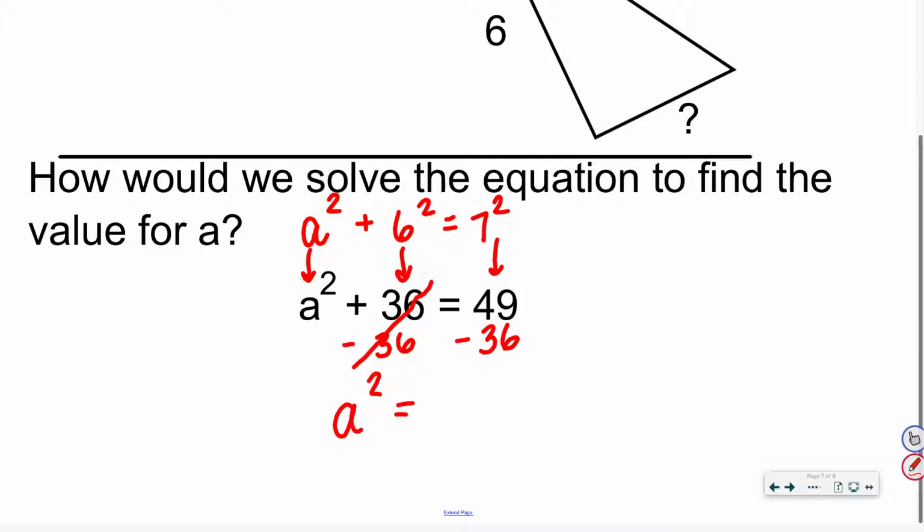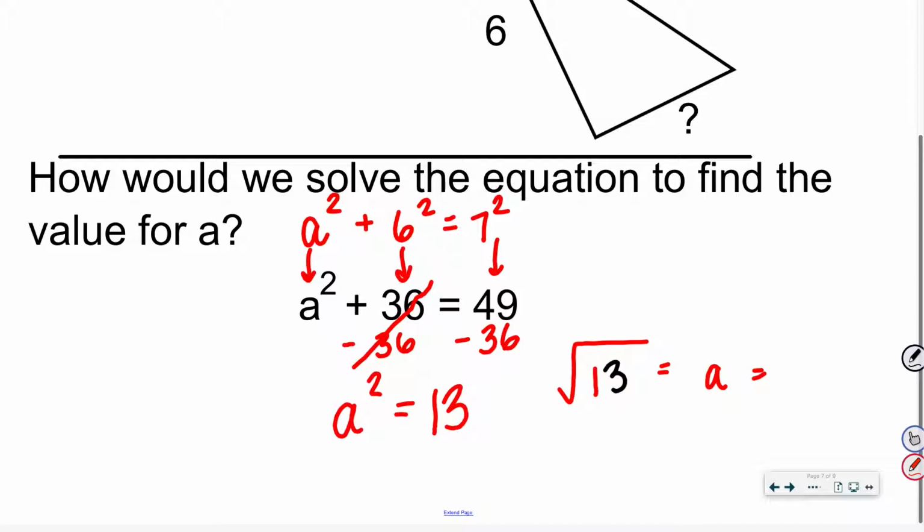And what's on the other side? 13. So now A squared equals 13. How do I find just A? The square root. So I'm going to do the square root of what number? 13. And what is it?